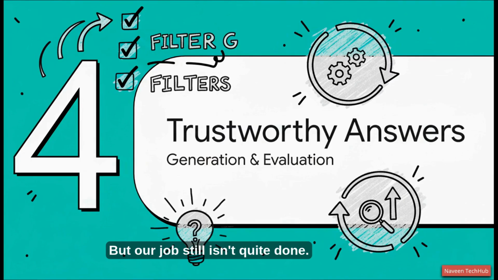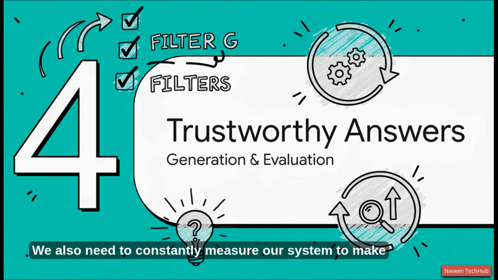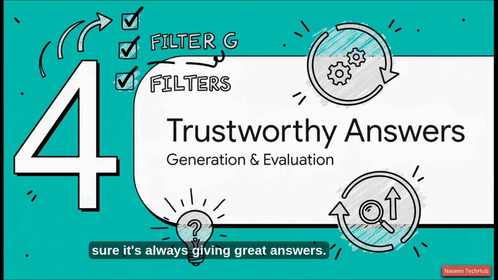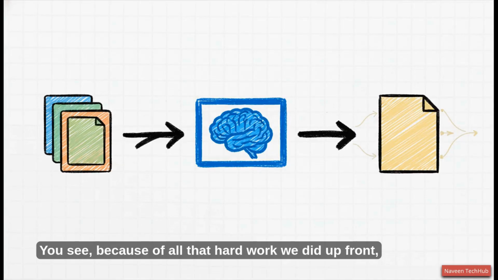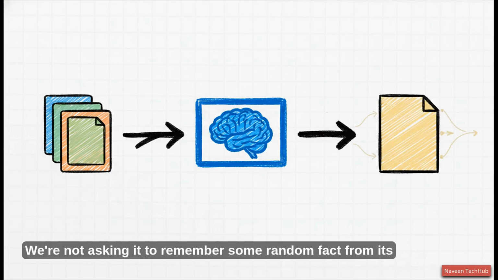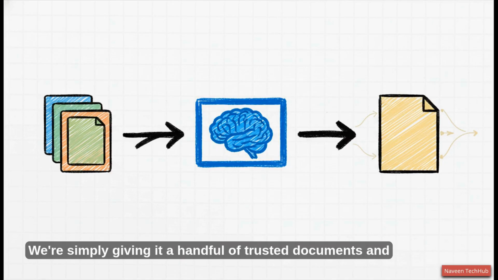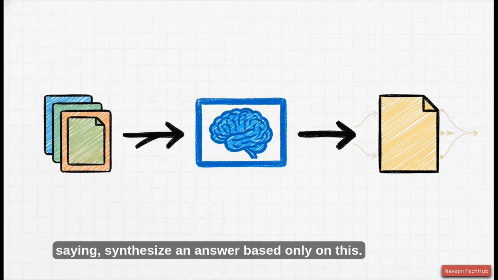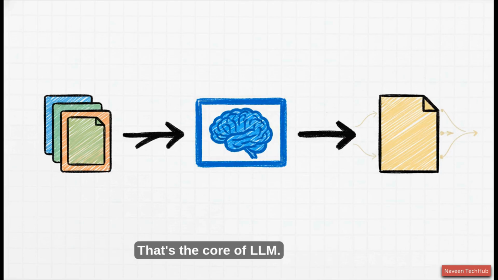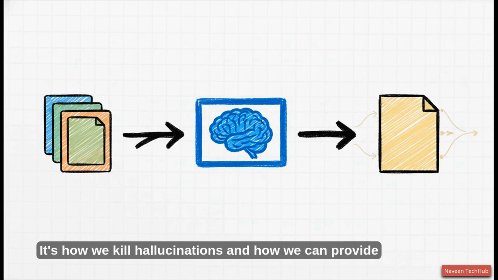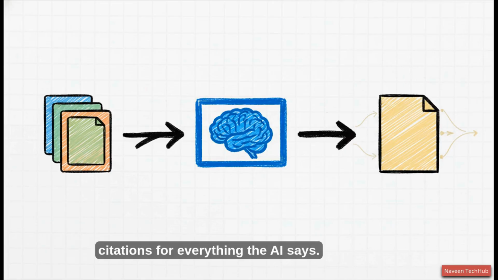But our job still isn't quite done. We also need to constantly measure our system to make sure it's always giving great answers. You see, because of all that hard work we did up front, the final job for the large language model is actually pretty simple and safe. We're not asking it to remember some random fact from its training on the whole internet. That's when hallucinations happen. We're simply giving it a handful of trusted documents and saying, synthesize an answer based only on this. That's the core of advanced RAG. It's how we kill hallucinations and how we can provide citations for everything the AI says.